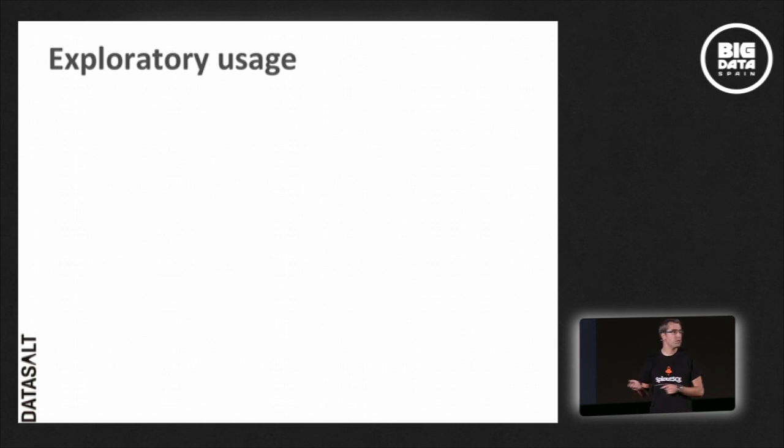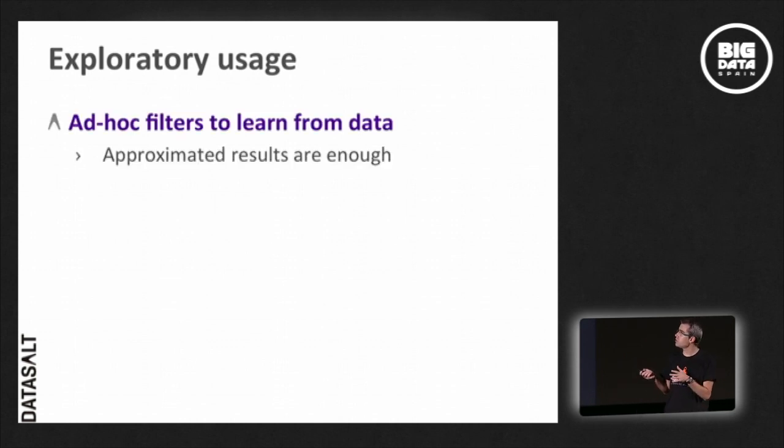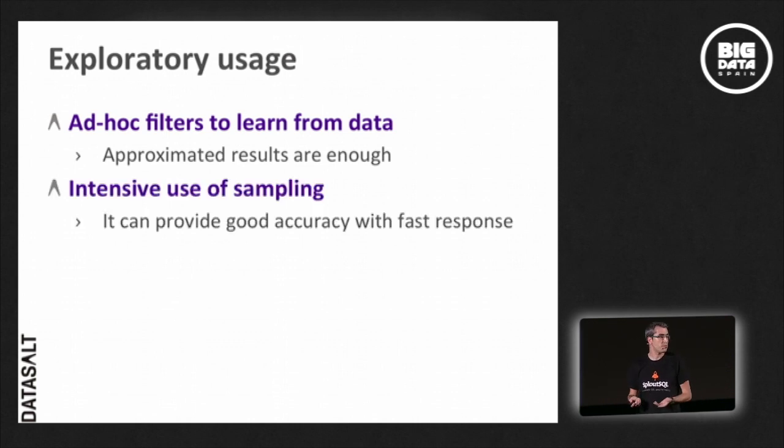Okay, but what happens with exploratory usage? Remember that in exploratory usage, you need to perform ad hoc filtering, so performing queries by whatever combination of dimensions. That cannot be served by the pre-computations that you have done, because for sure there will be some queries that are impossible to serve using those pre-computations. In this particular case, you need another approach, and the approach is sampling. Sampling can provide good accuracy and fast response.